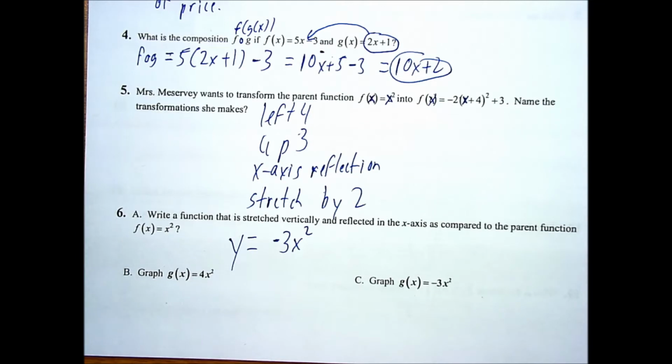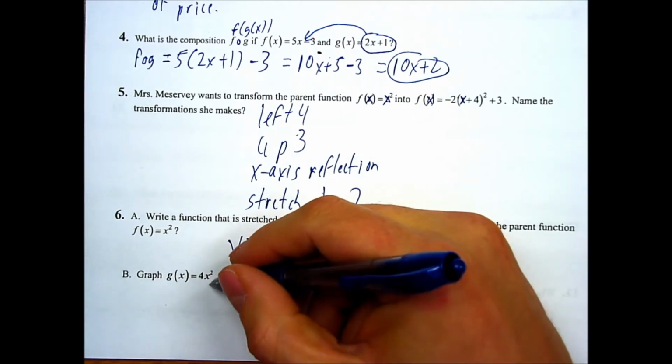All right, next one, graph. F of x, or g of x, equals 4x squared. So this will be the same as your normal parabola, except that it will be stretched by 4.